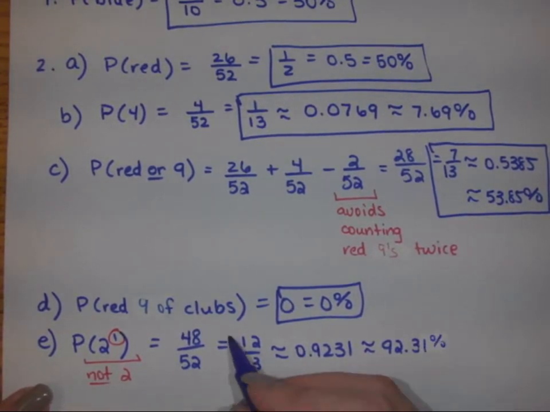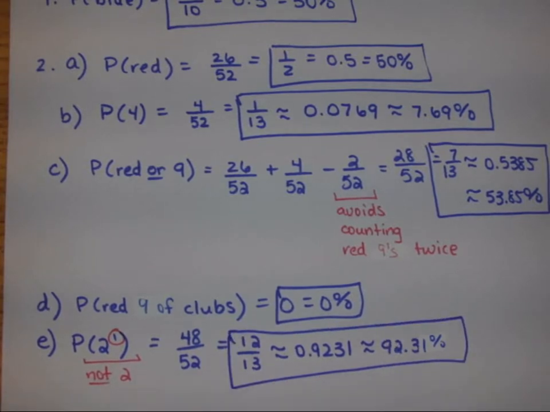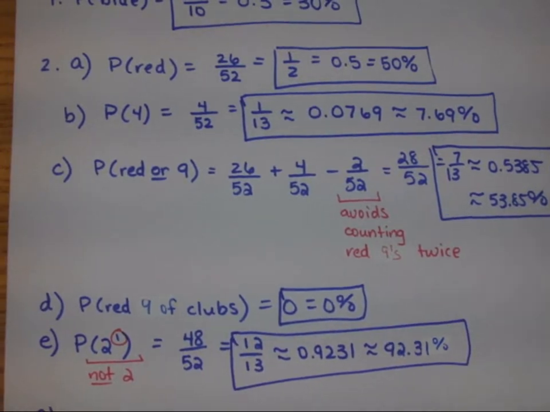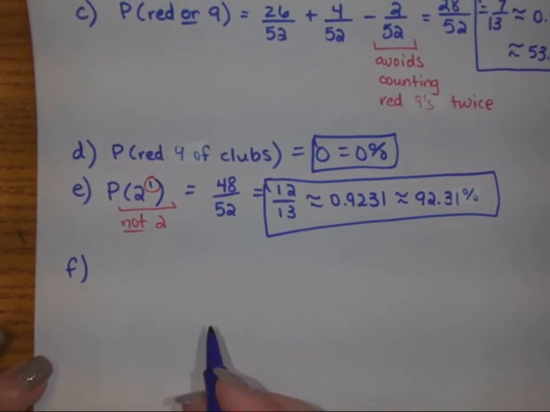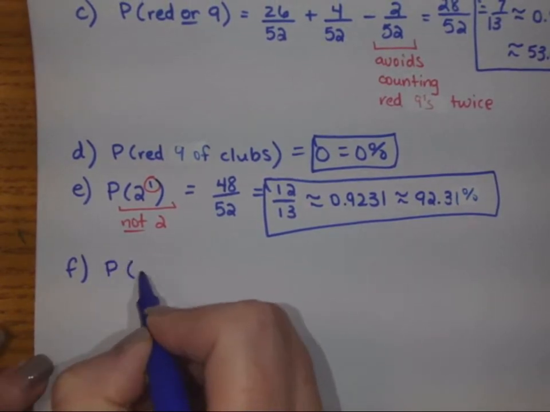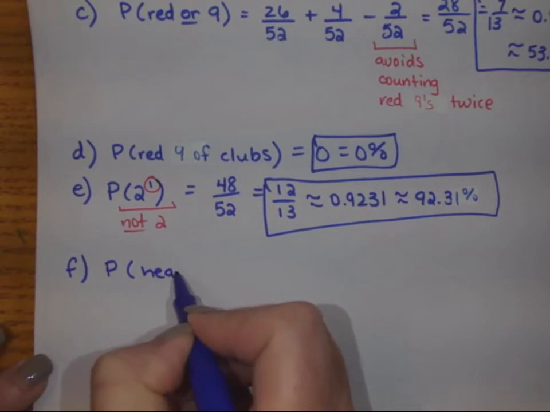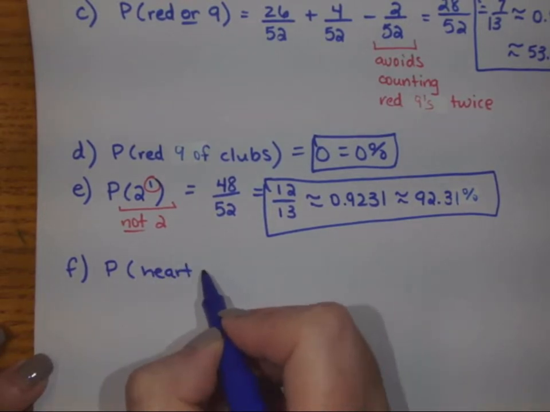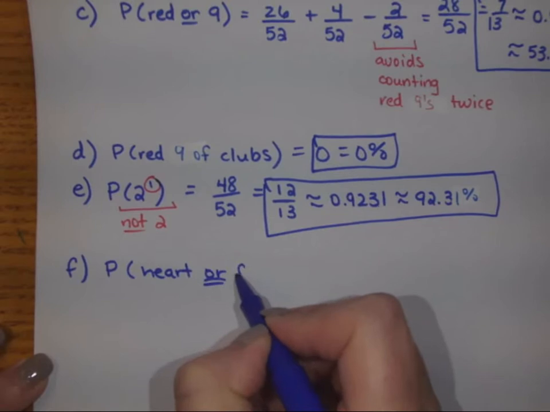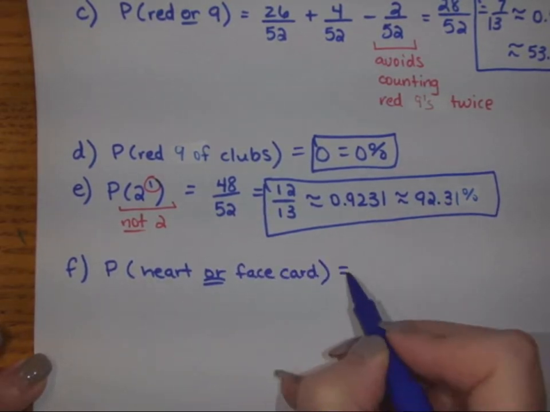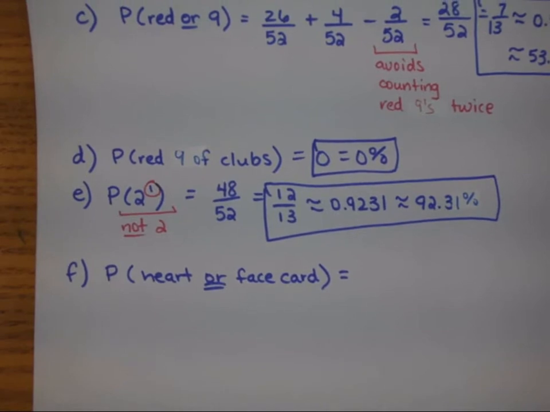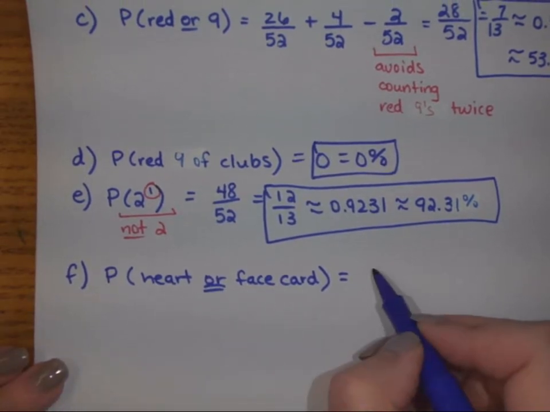So for the test, you do need to make sure you know the basics of a deck of cards, just because that's a way that I can use kind of one topic and kind of ask a whole bunch of probability questions. So the probability of a heart or face card, so that U means or. So the probability of a heart or a face card. So first we need to count the hearts, right?